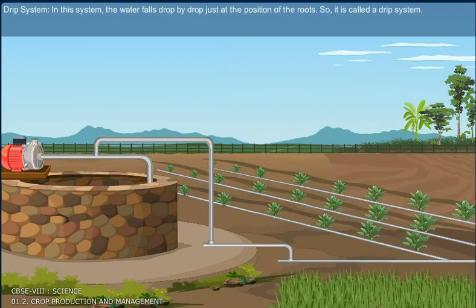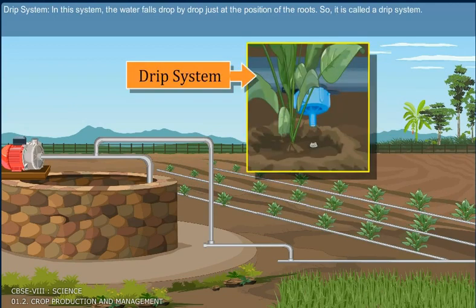Drip system. In this system, the water falls drop by drop, just at the position of the root. So it is called drip system. It is the best technique for watering fruit plants, gardens and trees. The system provides water to plants drop by drop. Water is not wasted at all. It is a boon in regions where availability of water is poor.